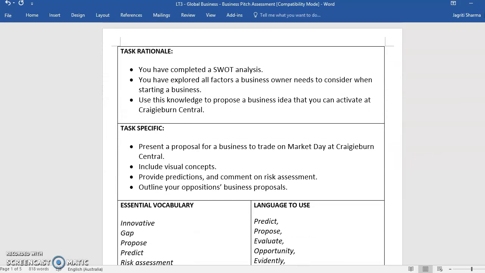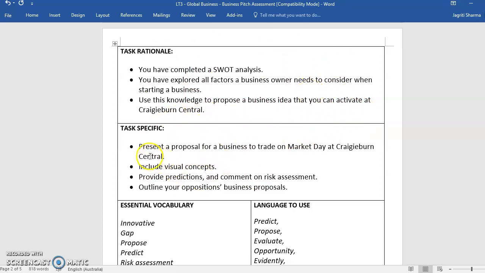Now, task rationale: you have completed the SWOT analysis already. You have explored all the factors a business owner needs to consider when starting a business. Use this knowledge to propose a business idea that you can activate at Craig Event Center. So think about what you can do at Craig Event Center.